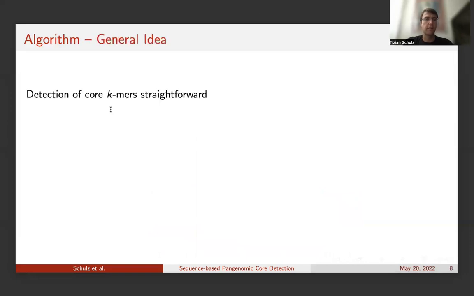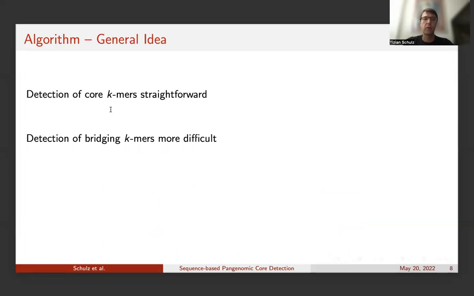Well, to find the set of core k-mers is straightforward. We can just iterate over the graph, and for every k-mer, check the size of its color set. If it's at least the size of the quorum, this k-mer is a core k-mer and it belongs to our core. The detection of bridging k-mers, however, is more difficult.